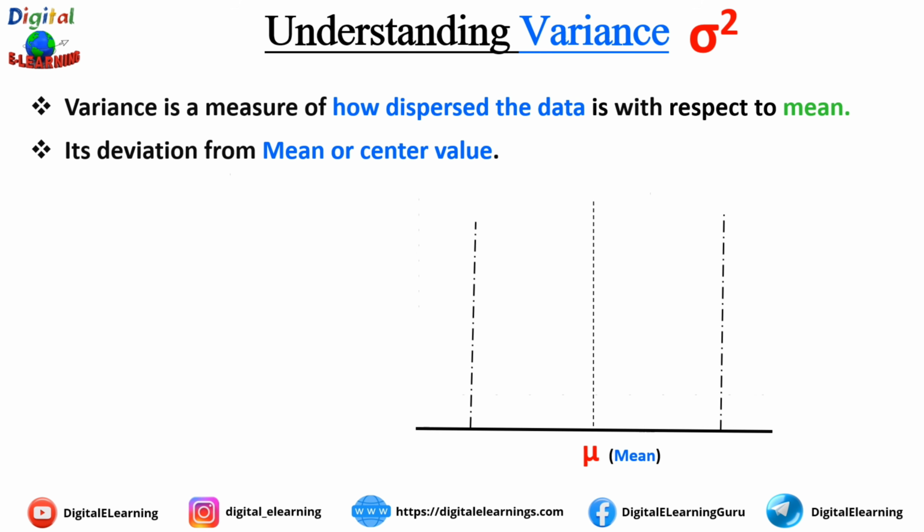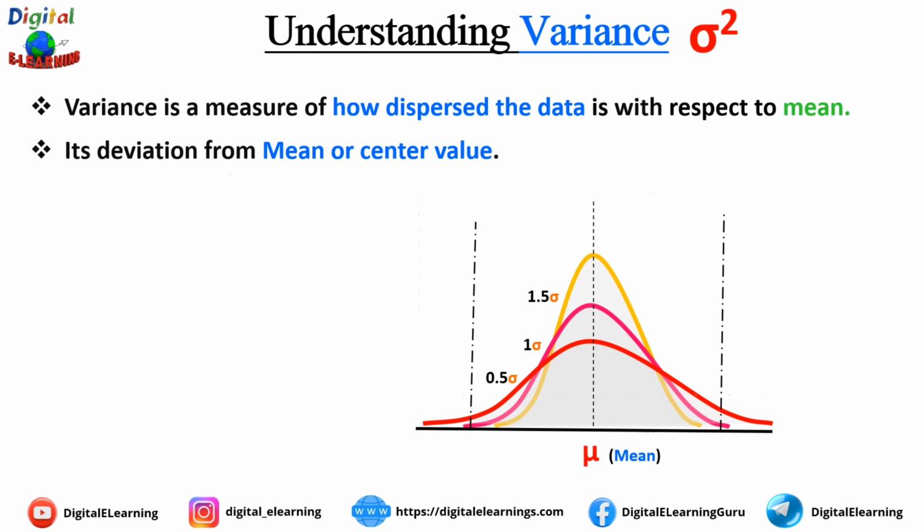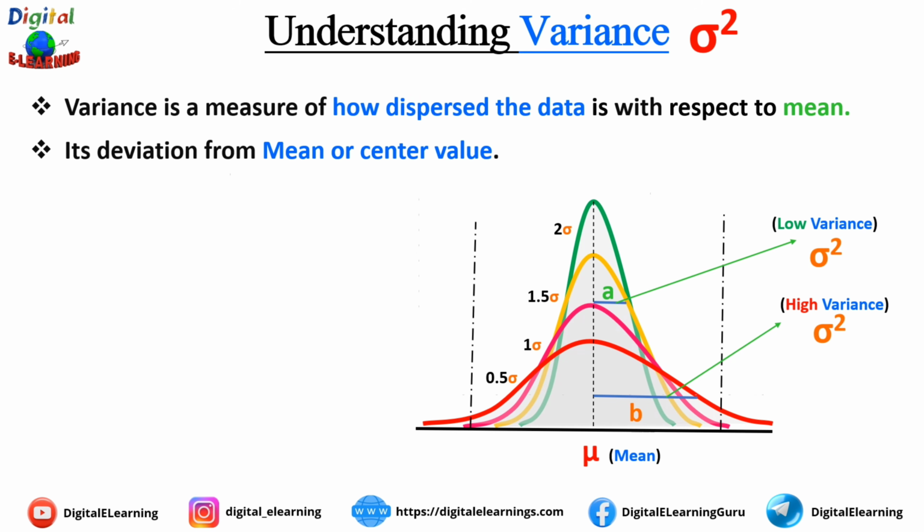So when the variance is low, data points are tightly clustered around the mean, leading to steeper and narrower curves, as you can see in this green graph. This indicates that most values are close to the average, resulting in greater stability and consistency in the dataset.